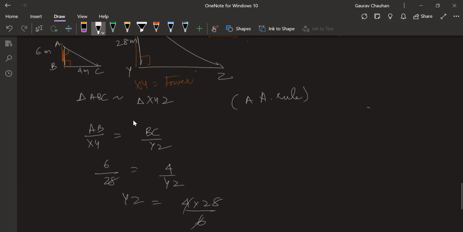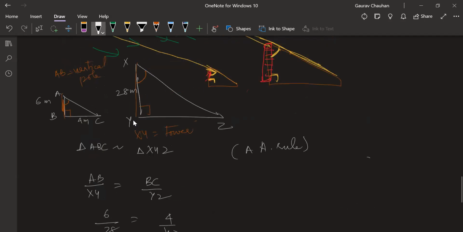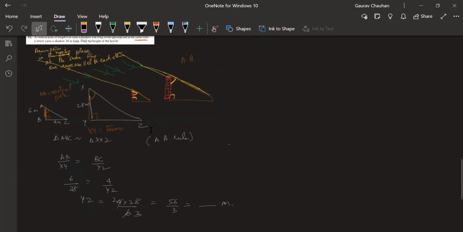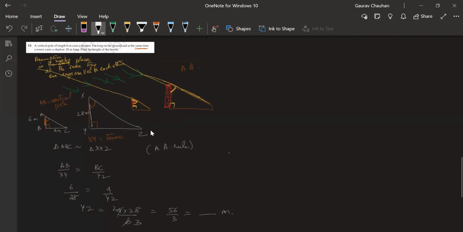Am I doing it correctly? 6 by 28 is equal to 4 by YZ. So this will be 3, this will be 2, it will be 56 by 3. Do the division and write that many meters. Some decimal point will come, that many meters. Is my answer correct? How are you feeling about this question now, guys? Can I get a fist to 5 in the chat box?